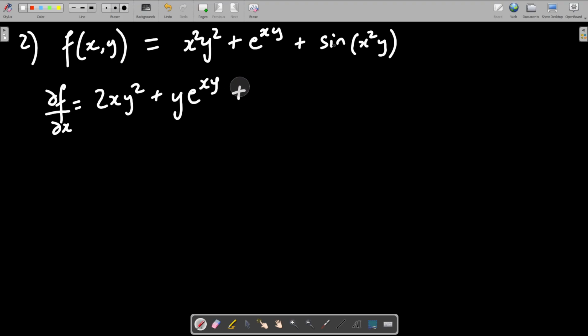What will this derivative be? This is sine of something, right? So it's going to become cos of something, multiplied by the derivative of this something which you have inside, and that will become 2xy. Next, ∂f/∂y.